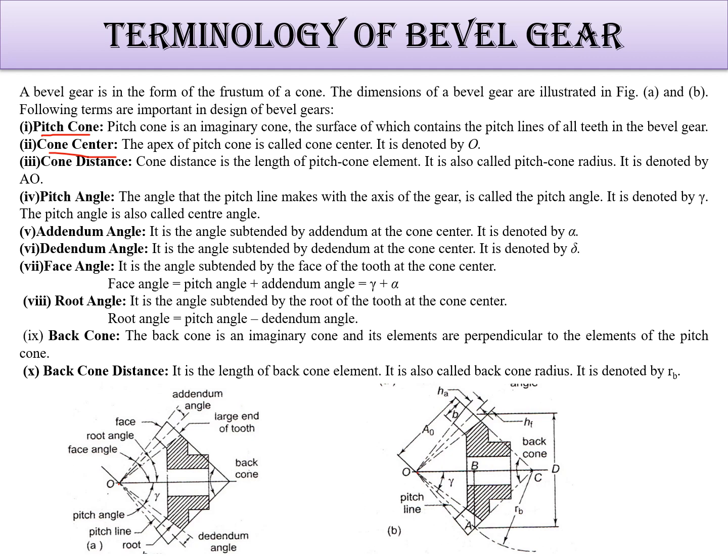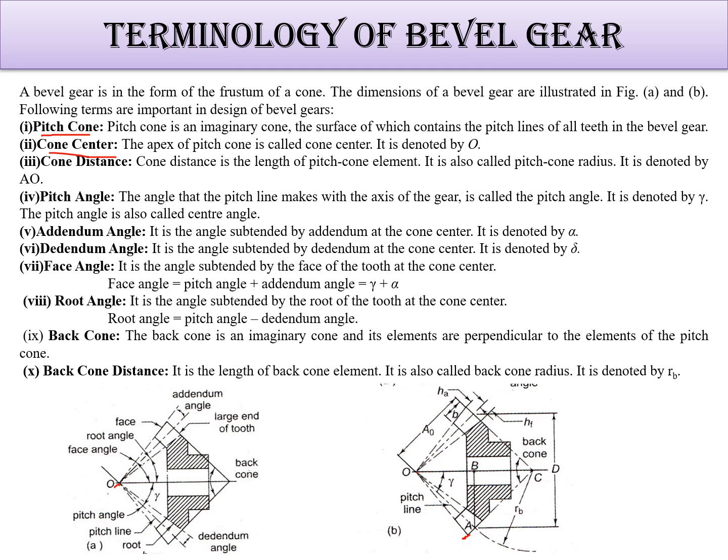So there are so many things. Let's see the cone distance. Cone distance is nothing but the distance from this O point to this A point. Here it is shown. This is the cone distance. That is the imaginary point. Then the pitch angle.